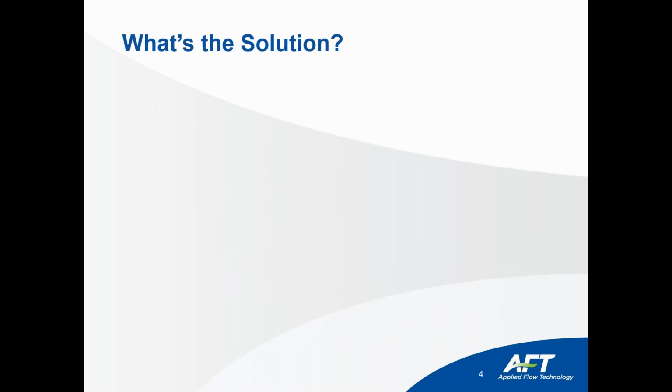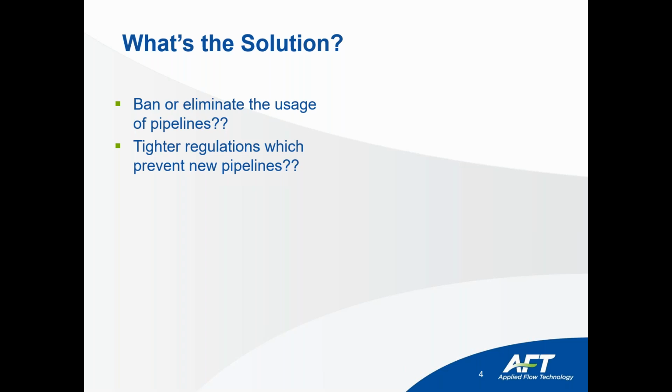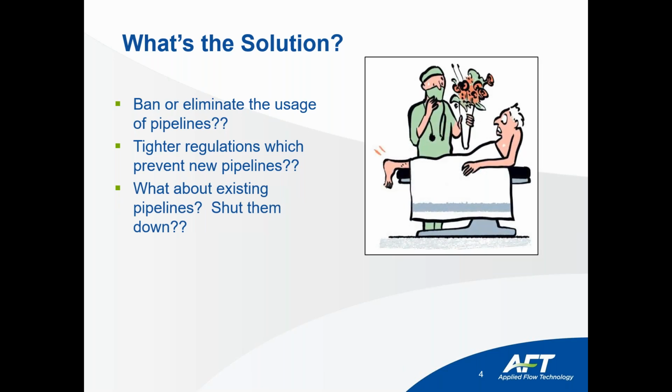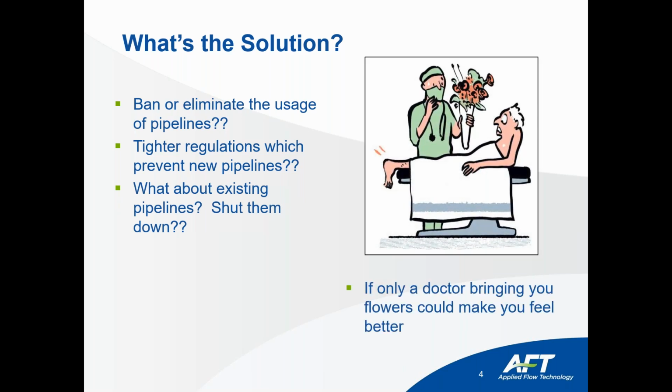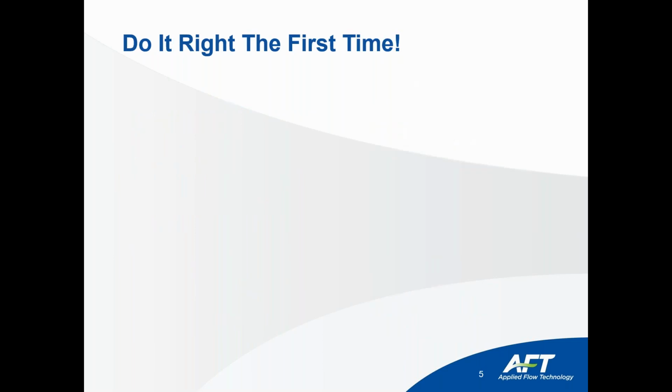All right, so what's the solution? How can you get around this? Should we ban or eliminate pipelines, or add more regulations to prevent new pipelines, or shut down existing pipelines? None of these are really good solutions. It's like if only a doctor could bring you flowers to help you feel better. It just doesn't work. So the proper thing to do is to build, design and analyze your system properly before you put it into operation.